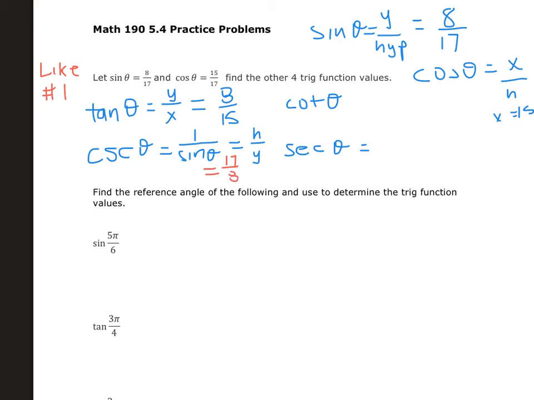Secant is the reciprocal function for cosine. That means it's the hypotenuse over x. That's going to result in 17 over 15. And finally, cotangent is the reciprocal function of tangent. So instead of y over x, we're going to have x over y. Okay, so we'll have 15 over 8.